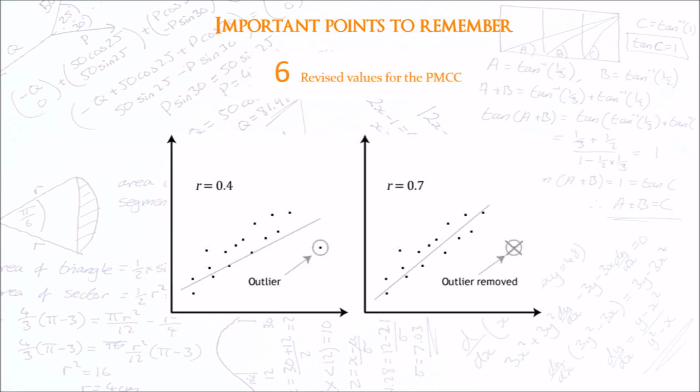Part 6 is revising your values of your PMCC. So it's the idea that sometimes you might have an outlier that is affecting it quite a lot, or more than one outlier. And once you remove it, you might get a much stronger correlation coefficient. Just being able to understand what this means.